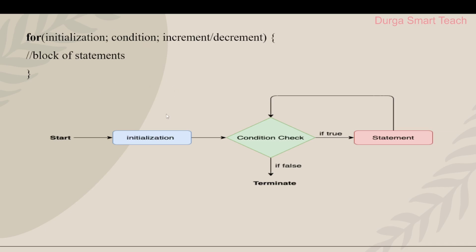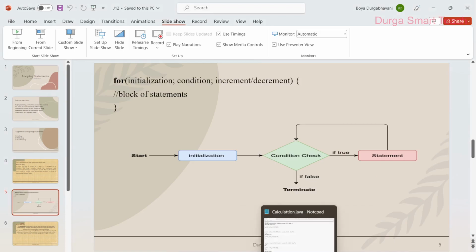See this. It will first do initialization and then it will check the condition. If the condition is true, then statements are executed. After statement execution, again it will check the condition. If it is false, it will come out of the block. It will terminate the loop. So this is the condition. Let's see the example program for this one.